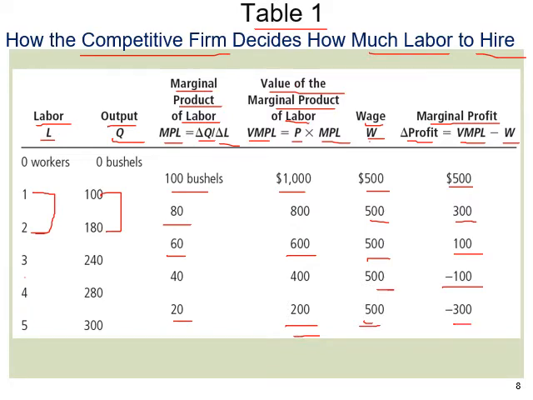So let me ask you the following question. How many workers should this Apple company hire in order to maximize profit? Profit will be maximized whenever the value of MPL is equal to the wages. So you can see that the VMPL of about 600 is close to 500. So they should hire between 2 and 3 workers, about 2.5 workers. Then VMPL will go to 500, and profit will still be maximized.